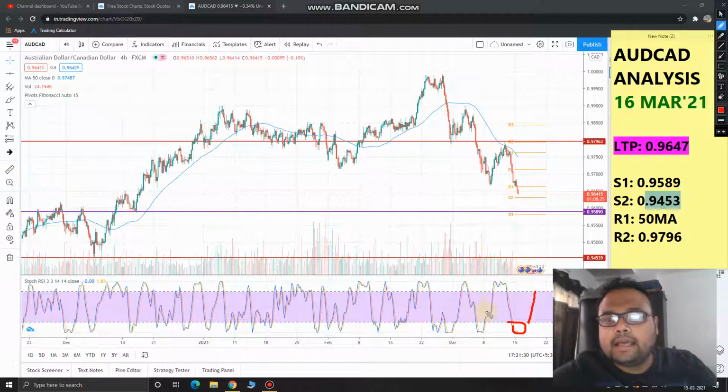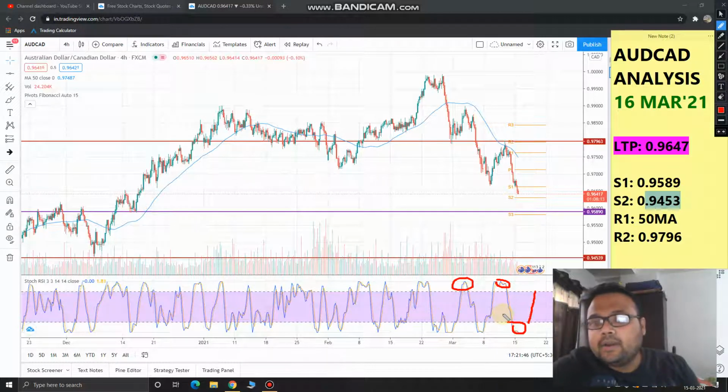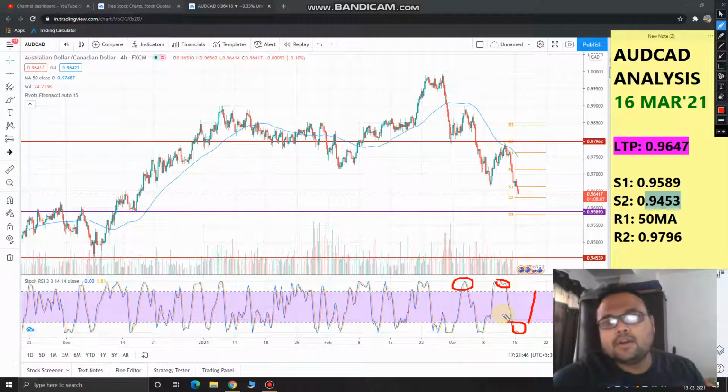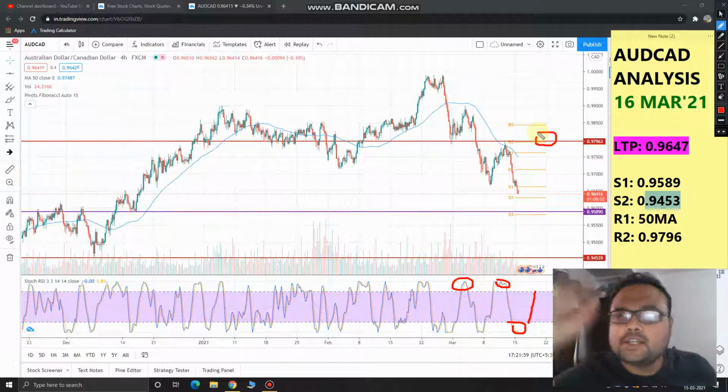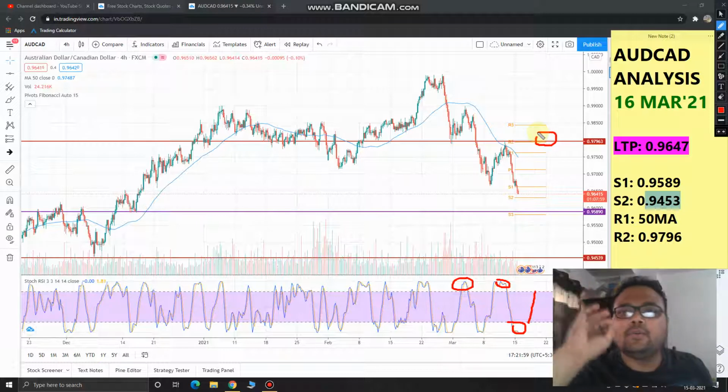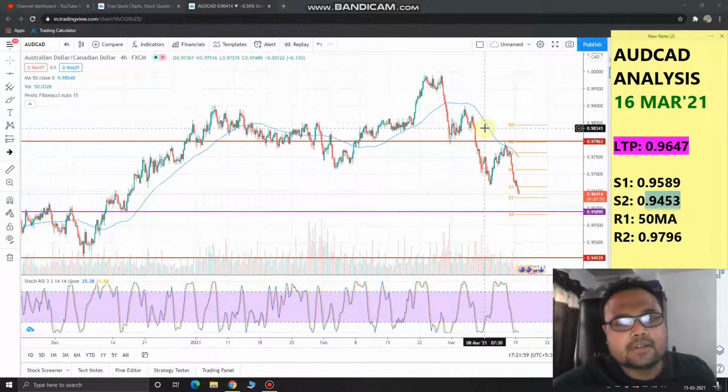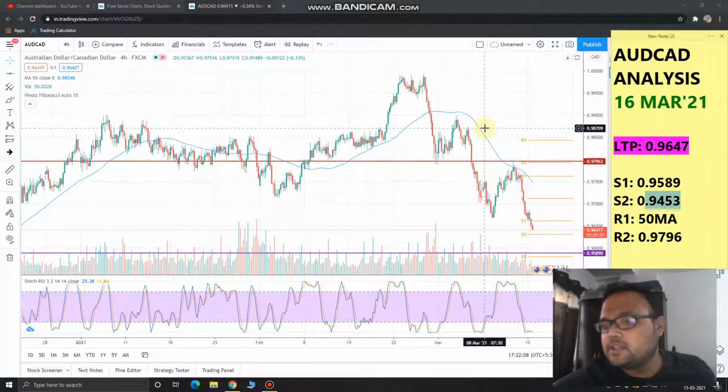Like this, like this. See when stochastic RSI will be in overbought zone, just keep your eyes on it. When stochastic RSI is in the overbought zone, just look at the position of the price. If you see that the price is near the 50 moving average or in this resistance zone, just wait for the market to give you a price reversal sign. Once you get the price reversal sign, just short the market.